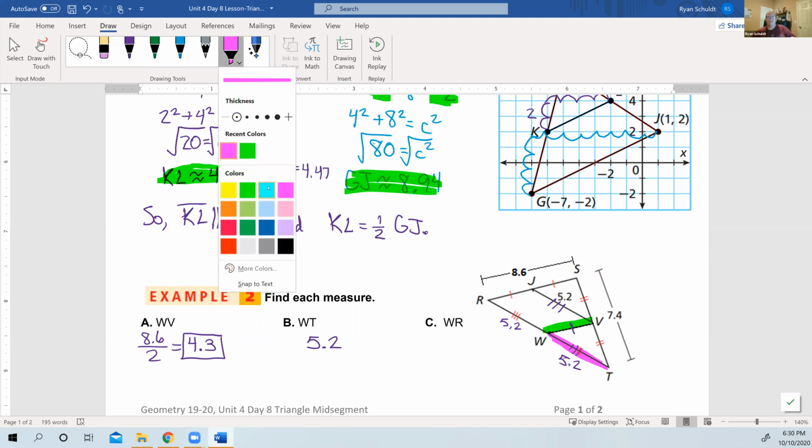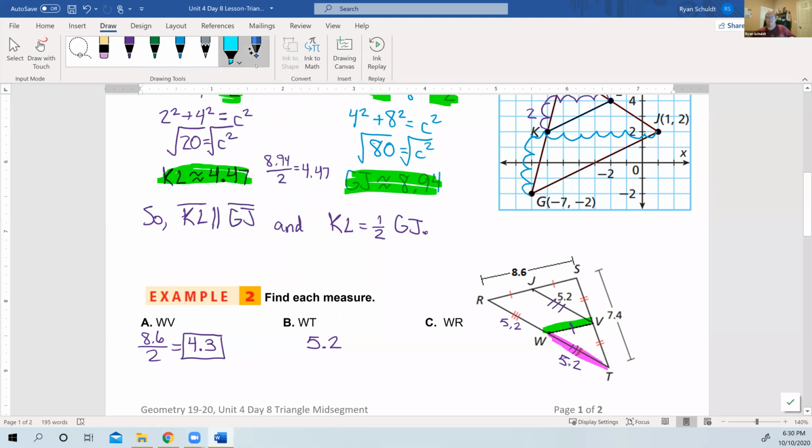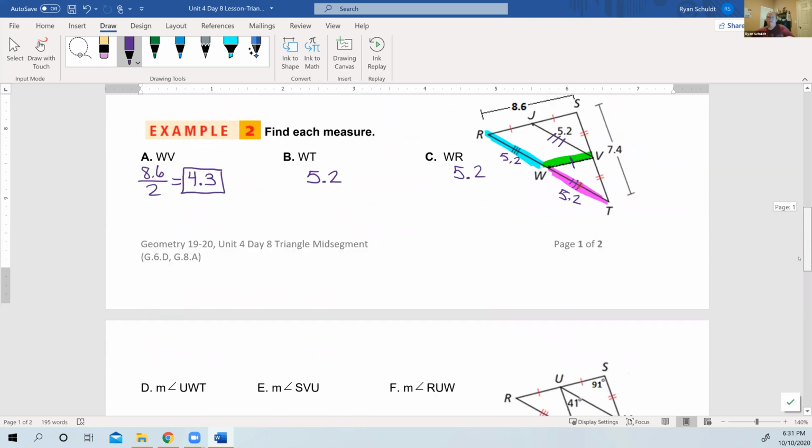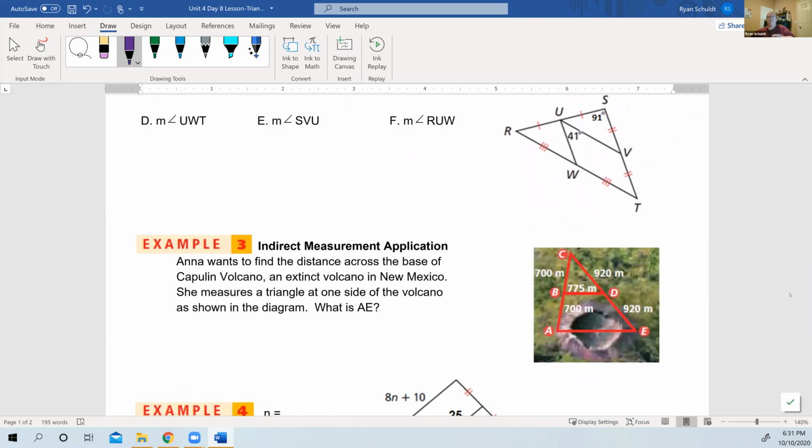And then the next one they ask about is WR. Well, here's WR right here. We already found it. We did that when we did the previous one. Well, that's going to make it easy. So what's WR? 5.2. We made that easy on ourselves. Okay, so that's the front. Let's look at the back now. They give us a different picture.